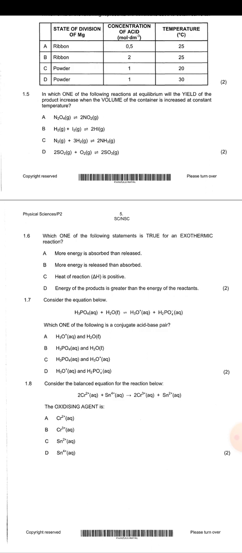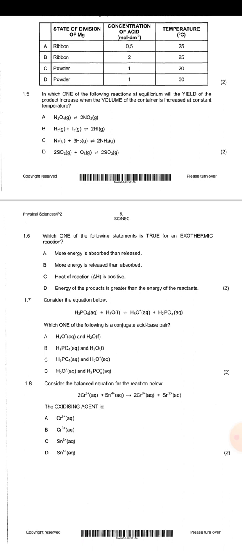1.7, consider the equation below. Which one of the following is a conjugate acid base pair? Well, remember what I told you. You don't necessarily need to look at which one is the acid, which one is the base. We just observe what formed from what, two molecules. We just pick two molecules that look alike. So H3PO4 looks like the H2PO4, so you can see that one actually came from the other. So now, do we have an option of those two together? No, so we don't have that option.